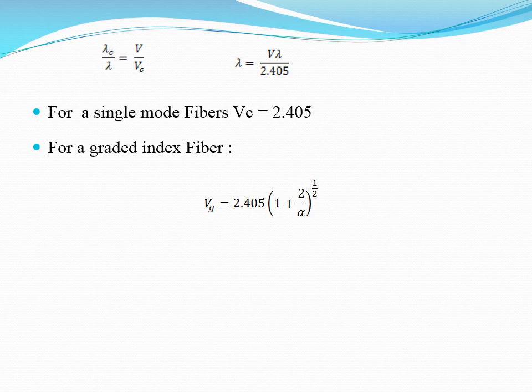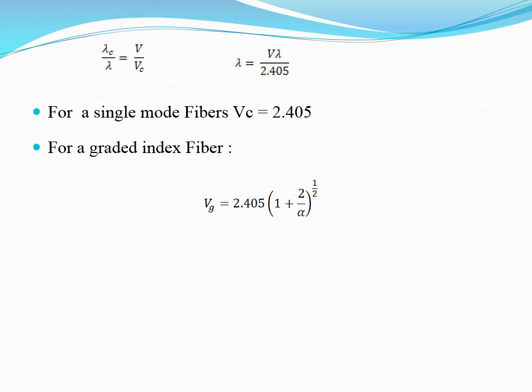So this value of alpha will be equal to 1 for a triangular profile graded index fiber, and alpha equal to 2 for the parabolic profile graded index fiber. So depending on this value, it is going to be affected. The V value will always be more than 2.405, whereas in the step index case it is always equal to 2.405 or lesser than 2.405.